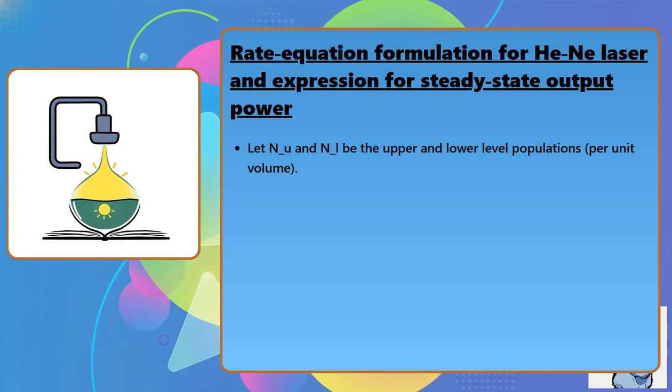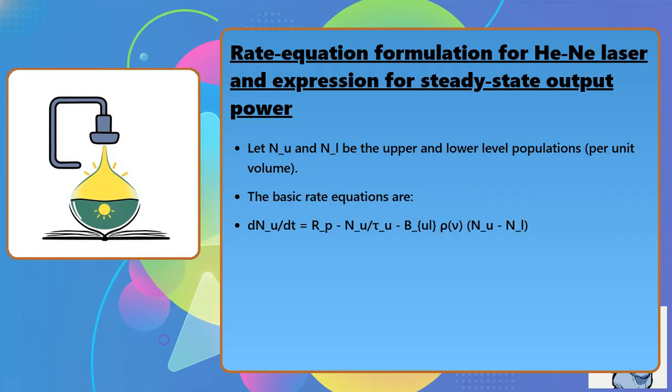Let N_U and N_L be the upper and lower level populations per unit volume. The basic rate equations are dN_U/dt = R_P − N_U/τ_U − B_ul ρ(ν)(N_U − N_L), and dN_L/dt = N_U/τ_U − N_L/τ_L + B_ul ρ(ν)(N_U − N_L).